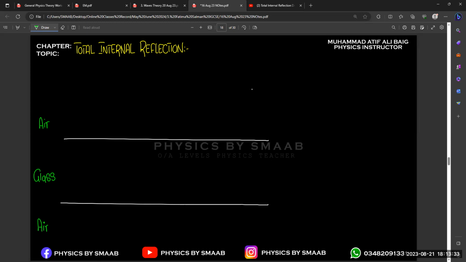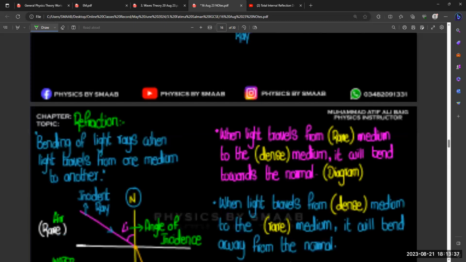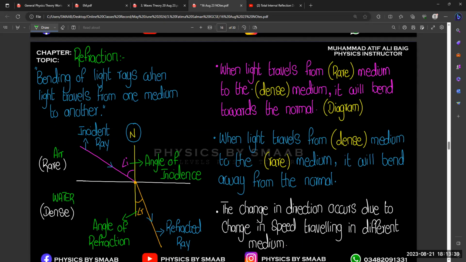Now let's suppose we consider the normal condition of refraction. You know about the normal condition of refraction, how refraction works: when light moves from one medium to another, it will bend towards the normal, or away from the normal. So the same thing we need to discuss in total internal reflection. Let's see what happens. Let's first consider the normal situation.